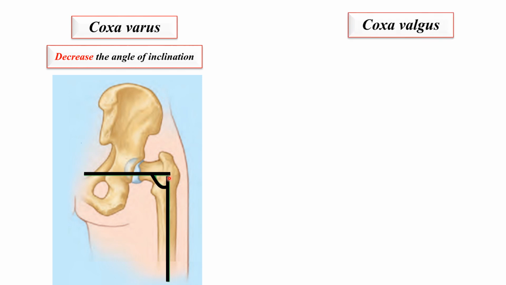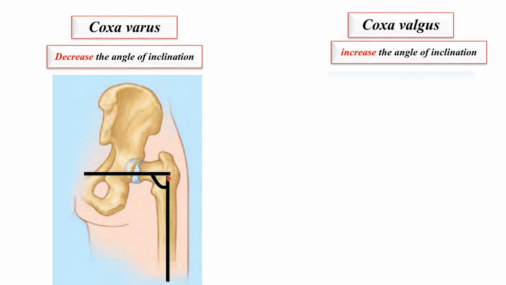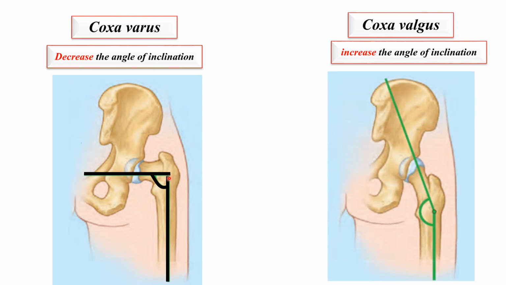On the right side of the slide, this is the coxa valga, in which there is an increase in the angle of inclination. This is the right hip joint from the posterior view. You can notice that this is the long axis of the head and neck of the femur, and distally, this is the long axis of the shaft. With the long axis of the neck, this is the angle of inclination. In this area, you can notice that there is an increase in the angle of inclination. Due to the increase in this angle, the neck of the femur and the head become more vertical.